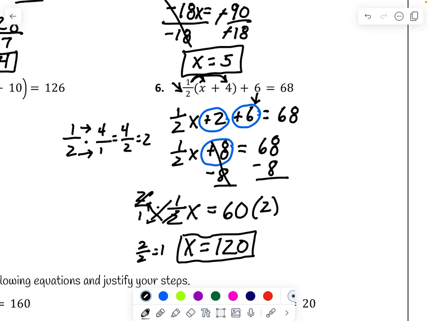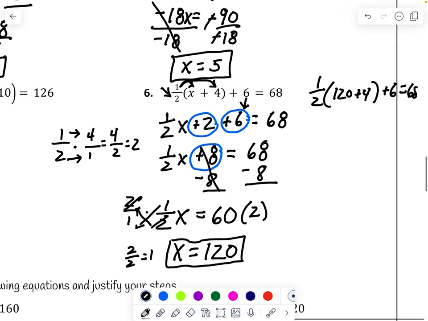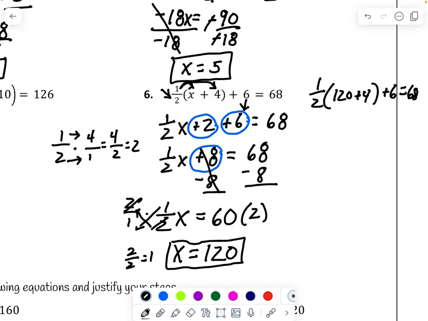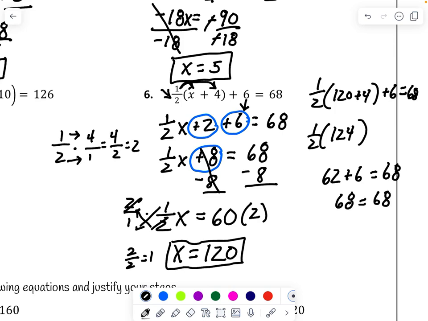Remember, if you're doubting your answer, you can always plug it in. So 1/2 times 120 plus 4 plus 6 equals 68. So let's make sure it does. Well, 120 plus 4 is 124, so 1/2 times 124. Well, what's 1/2 of 124? 62 plus 6 does in fact equal 68. So I was correct. Okay. All this that I just wrote right here, this is your check.